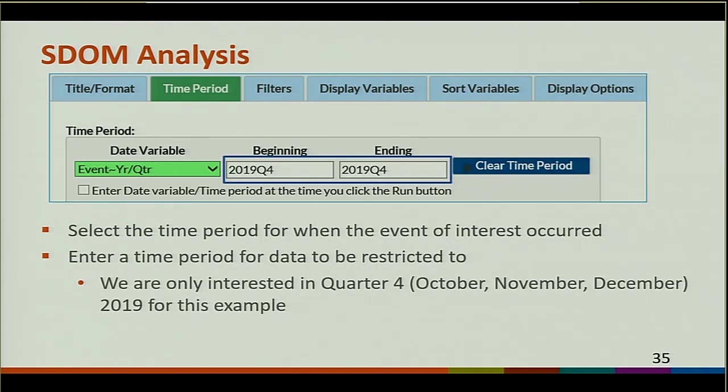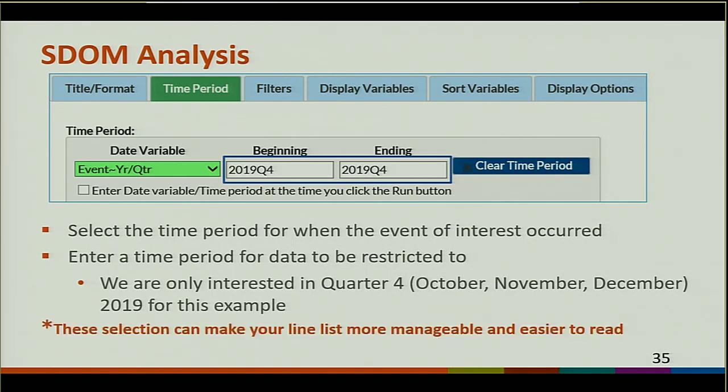Since we're looking for Mr. Clark's event, we are only interested in Q4 of 2019. This would include all of the events entered for October, November, December of this calendar year. These selections can make your line list more manageable and easier to read, rather than having a long line list with all available data for same-day outcome measure events listed.